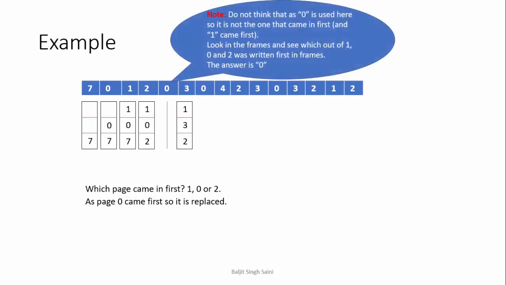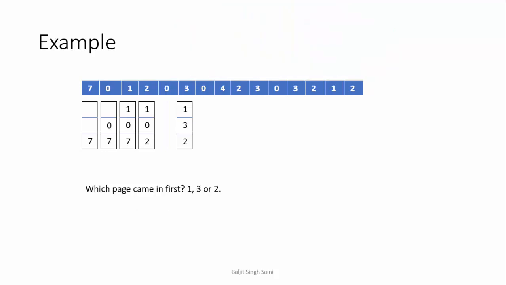Now one common confusion is that sometimes students think, okay, I have just used page number 0, so this should not be replaced. But remember, the algorithm is first in first out. So 0 was in the RAM before 1 and before 2, so we need to replace page number 0. Next is page number 0. Out of 1, 3 and 2, page number 1 was brought first. This means that we are going to replace page number 1 with 0.